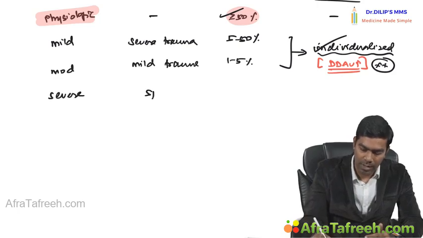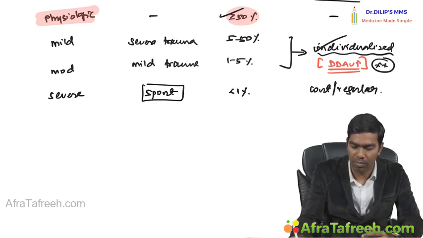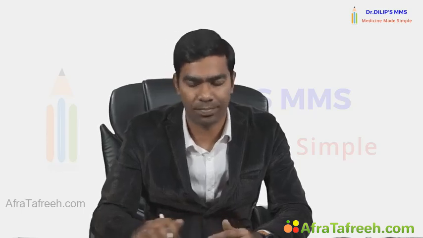In severe disease, many times the patient may have spontaneous bleeding, where the factor activity will be less than 1%. Likely you have to use continuous and regular prophylaxis with factor concentrates in these patients. That's the idea. That's what you have to do.